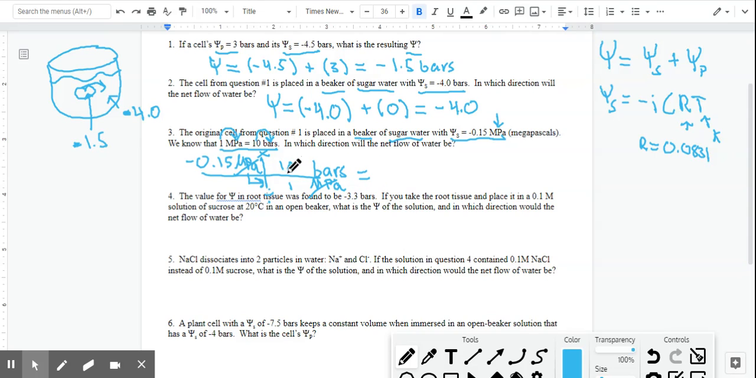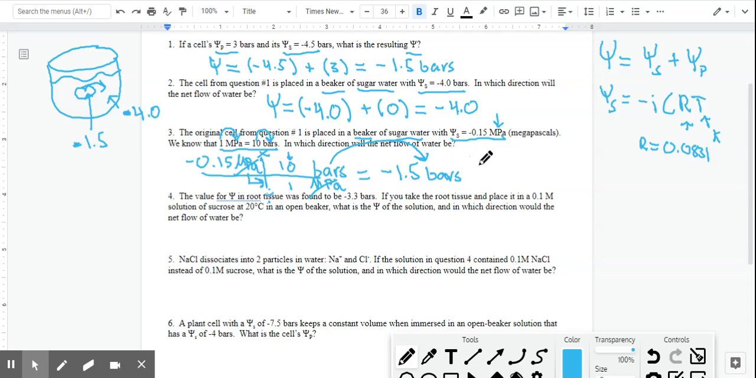So rules of 10 say when you are multiplying, count how many zeros there are. There is 1 zero. Move the decimal place 1 time. The number should get bigger by a decimal value of 1. So we need to move this to the right. So we get negative 1.5. MPa is gone. We're left with, don't forget our unit, bars.